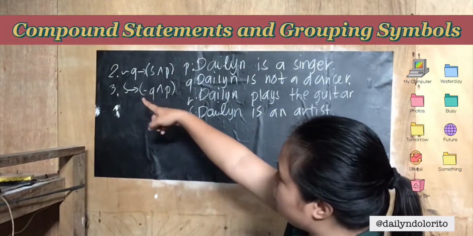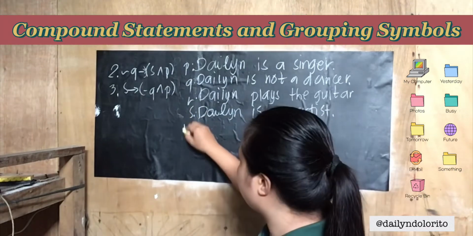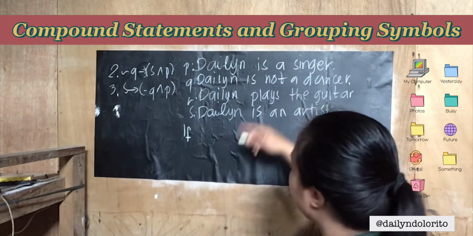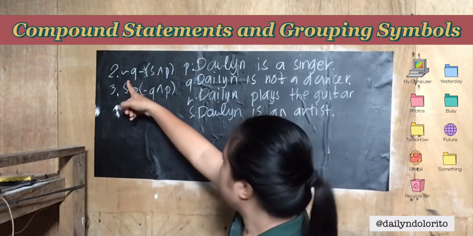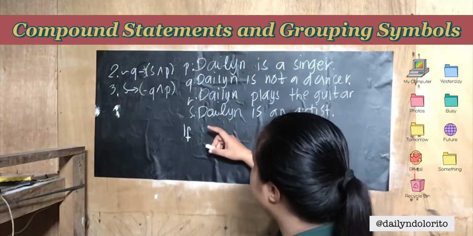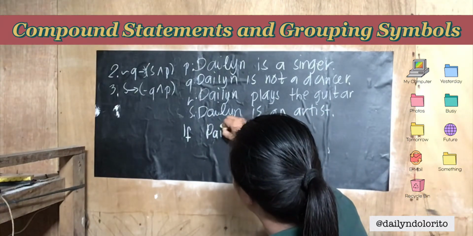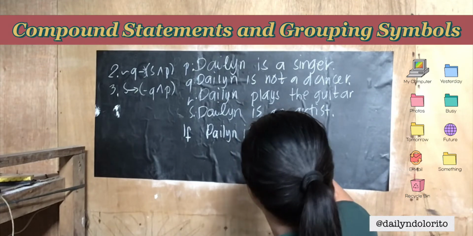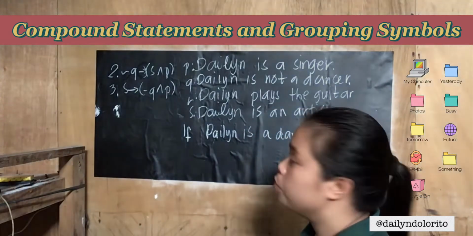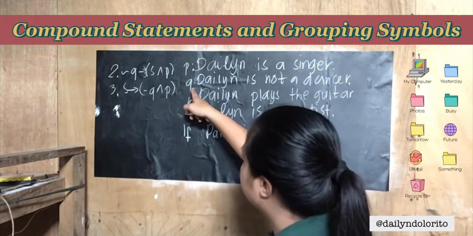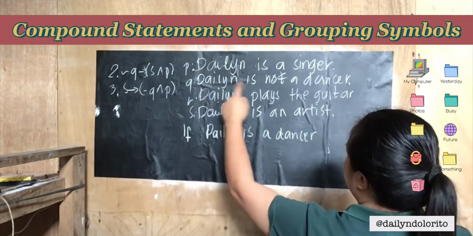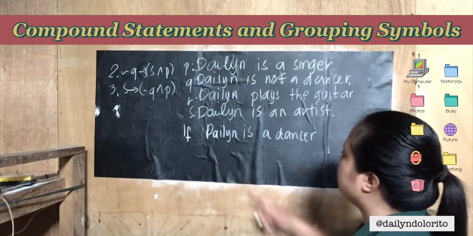Negation Q, if then S and P, right? It starts with the negation Q, which is Dailyn is not a dancer. Take note that it's a negation of Q, and here is not. So obviously it's the reverse. So it is, if Dailyn is a dancer. Why did we not put a not? Because it is the negation of Q. So this one will cancel out, and it is Dailyn is a dancer in the sentence.